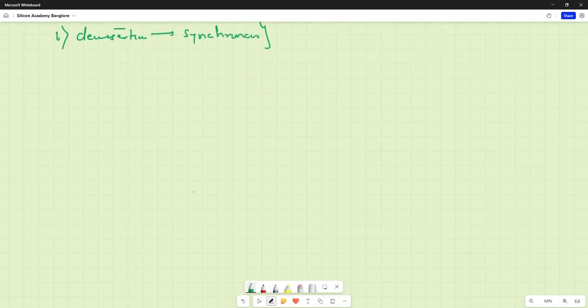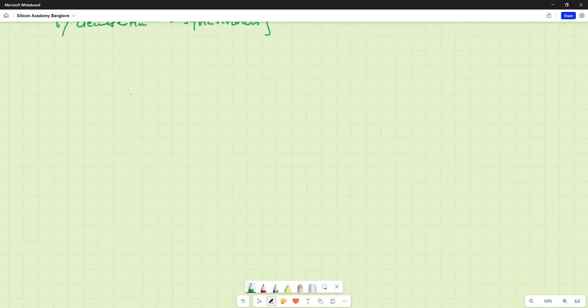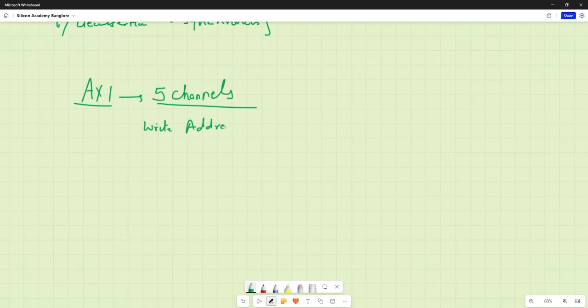Now let's jump forward a little. We'll talk about the different channels that we have in AXI. So AXI interaction actually happens with the help of 5 different channels. These channels are the write address channel, that we will be representing as AW. There is also a write data channel, that we will represent as the W channel.